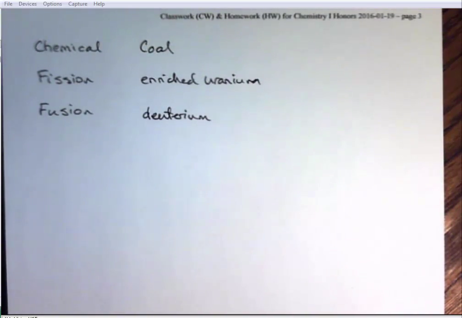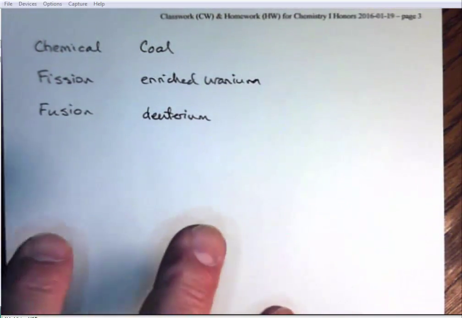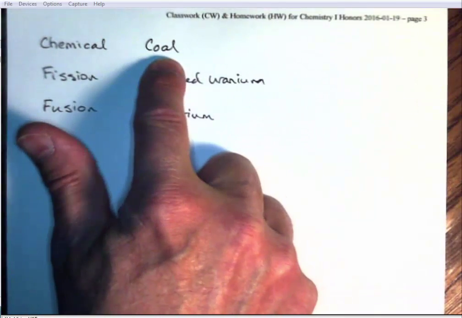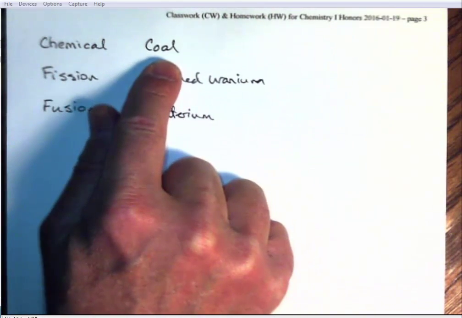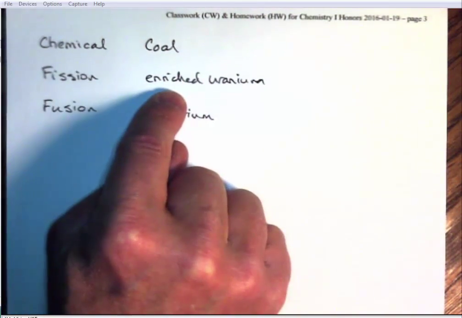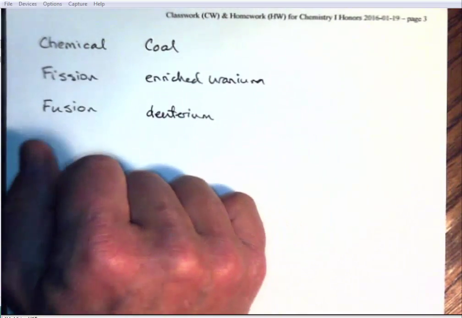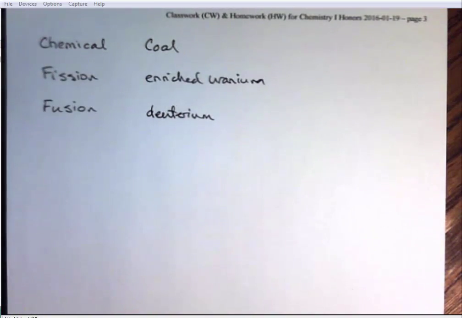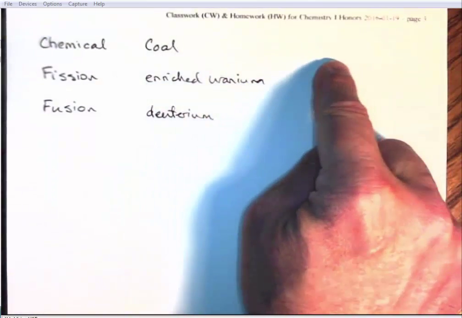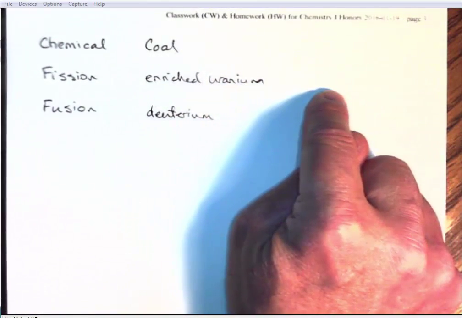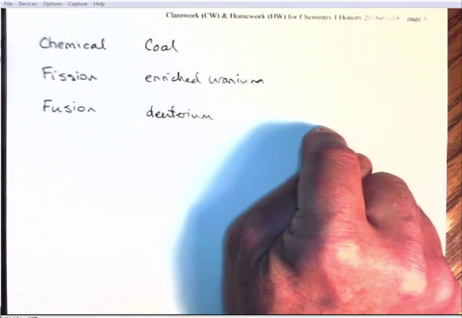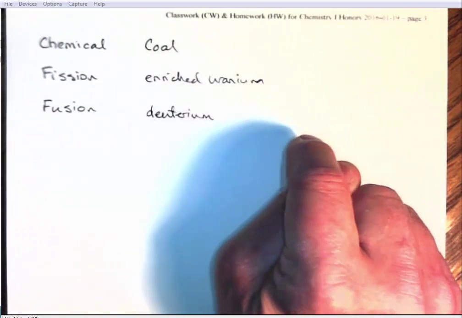And so the amount of energy you get from a sample of coal is way small. The amount of energy you get from uranium using fission power by comparison, if you're comparing the same amount of coal and uranium and deuterium, is hundreds and hundreds of times bigger each time, in each stage. And that's called an order of magnitude.